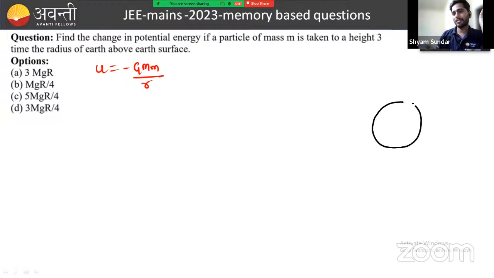Okay, this is Earth of mass M. First, we are going to keep the object of mass small m at a distance r. Now I'm going to shift this mass to an altitude of 3 times the RE, up to this point. Now they are asking what is the potential energy required to take the object up to that point. From this point to here, the value is 3 times the R.